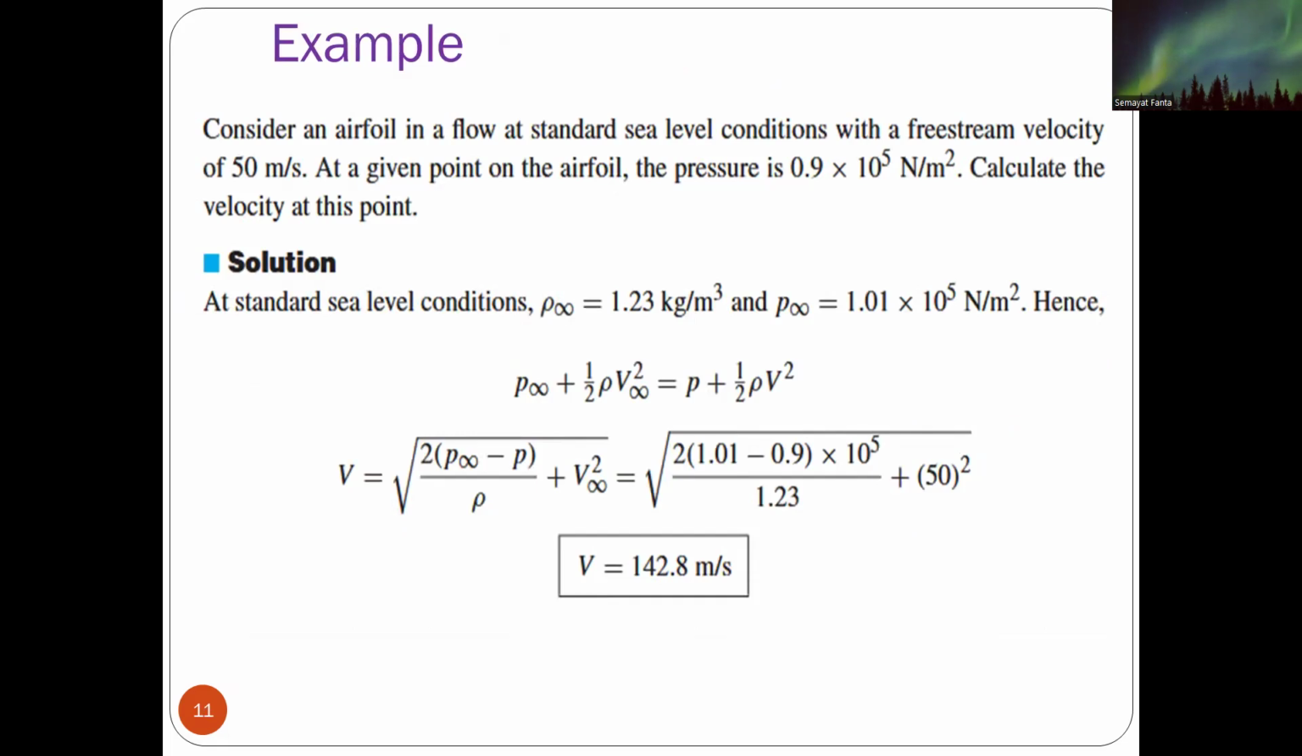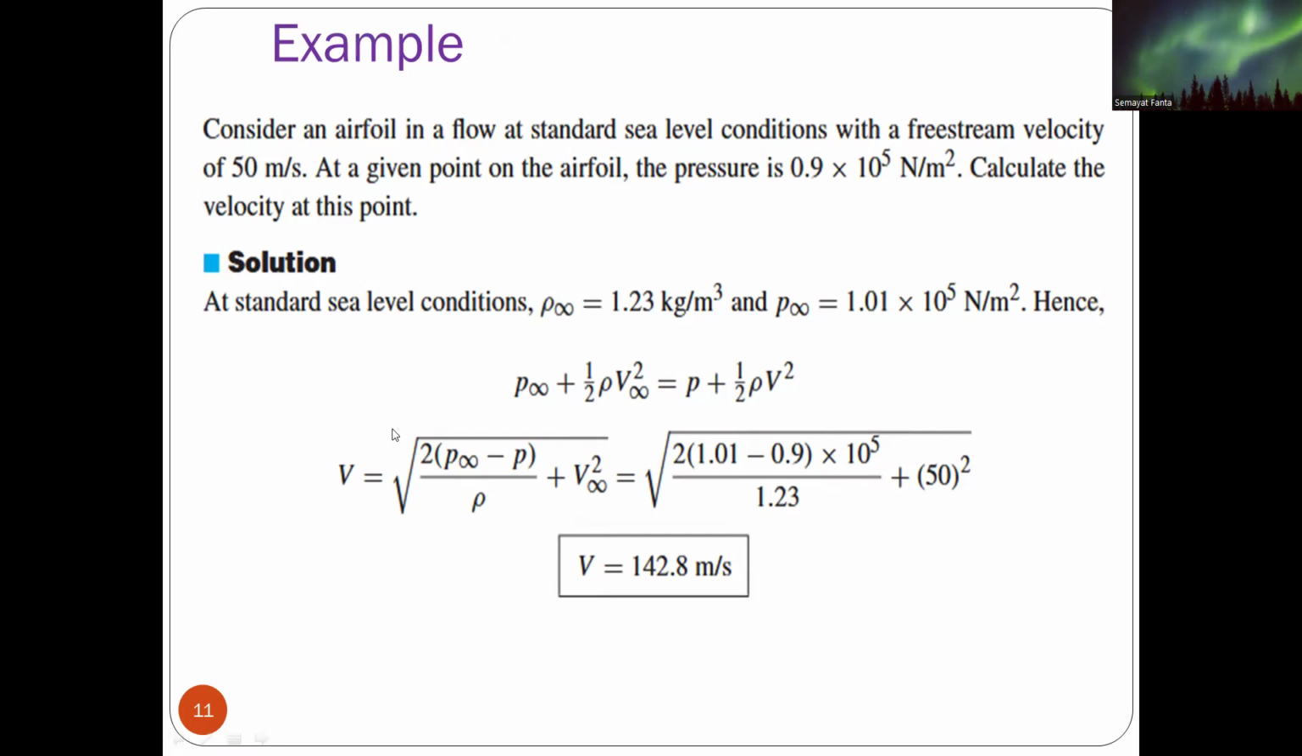Now, based on what we have discussed, let us take one example. Consider an aerofoil in the flow at standard sea level conditions, where the free stream velocity is 50 meters per second. And at a given point on the aerofoil, the pressure is 0.9 times 10 raised to 5 Newton per meter square. Then what is the velocity at this point?